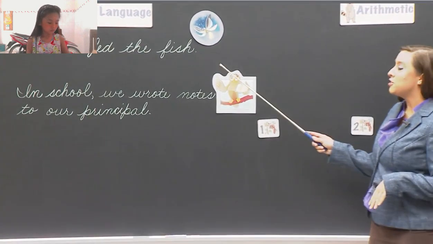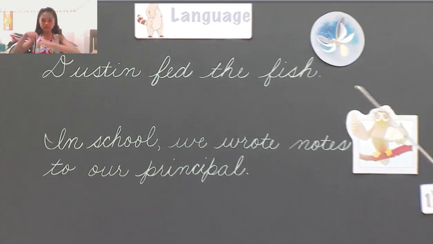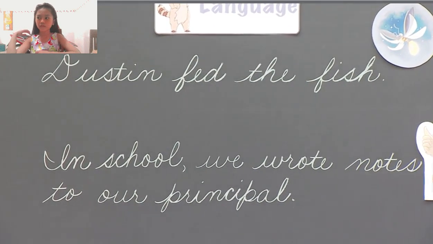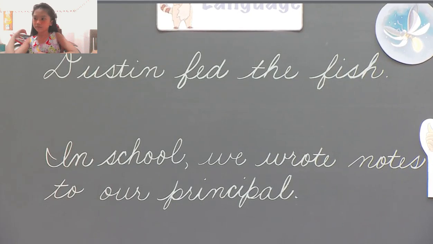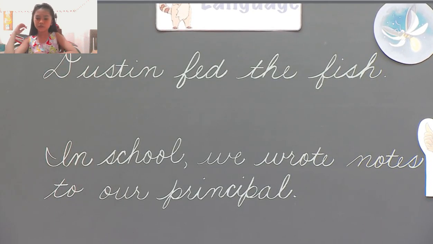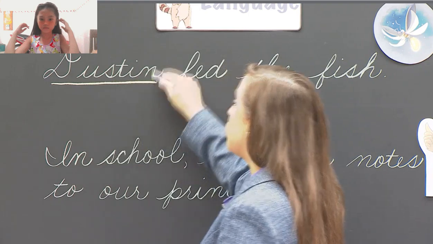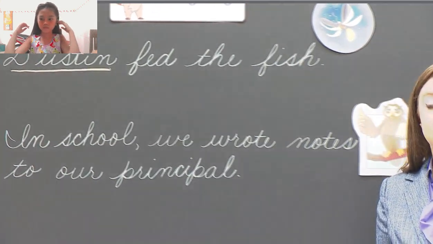Now, in our sentences today, we're going to take a look at 2 different parts to our sentence. This first sentence, read it for us, Jimmy. Dustin fed the fish. Yes. Now, there's a part of this sentence that tells me who or what the sentence is about. That person is Dustin. Dustin is who this sentence is about. So we call him our subject. That's the first part of our sentence.